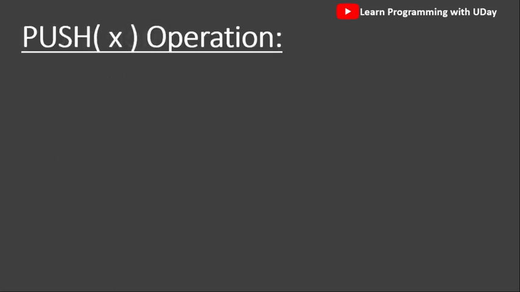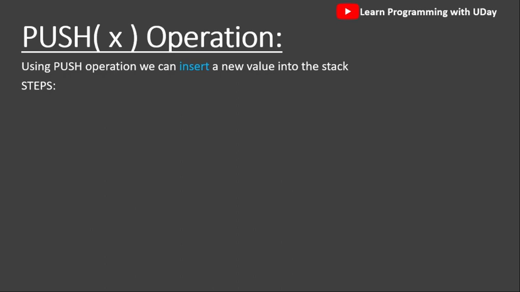Now coming to the push operation, we will see how it works. Using the push operation, we can insert a value into the stack. Any new number can be inserted into the stack using push. We will see the different steps we follow when we try to push or insert a new value into the stack. In the first step, we check for the overflow state of the stack. That means we should first make sure that the stack is not full before inserting a value.